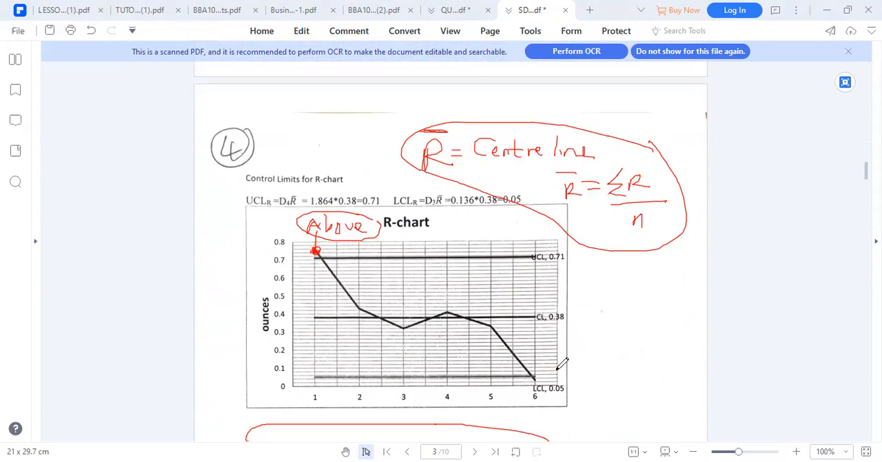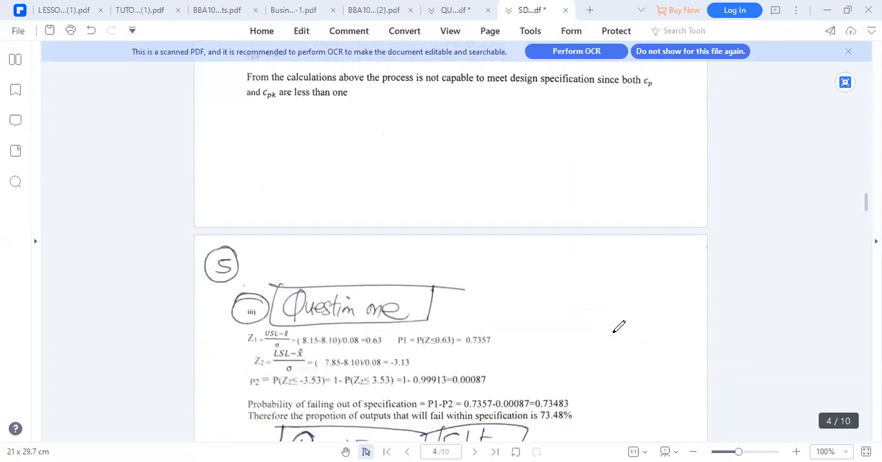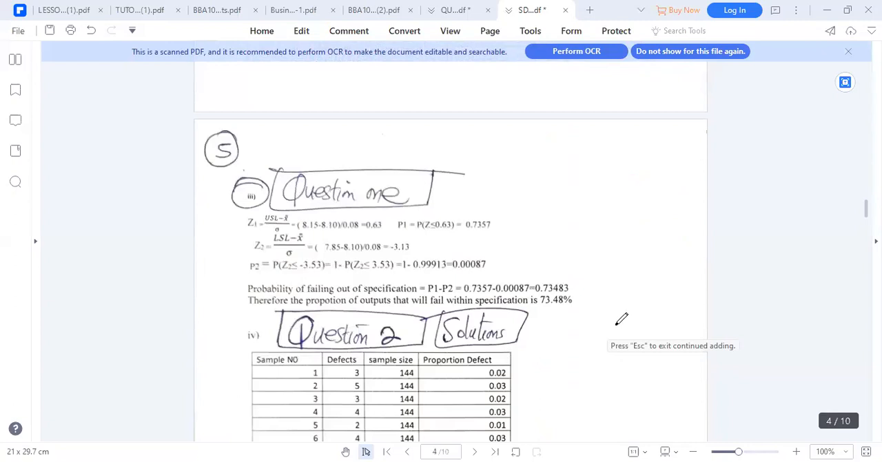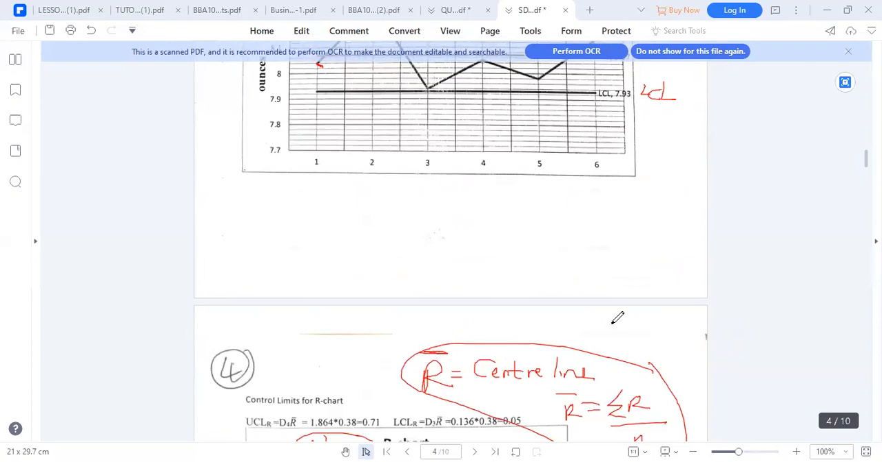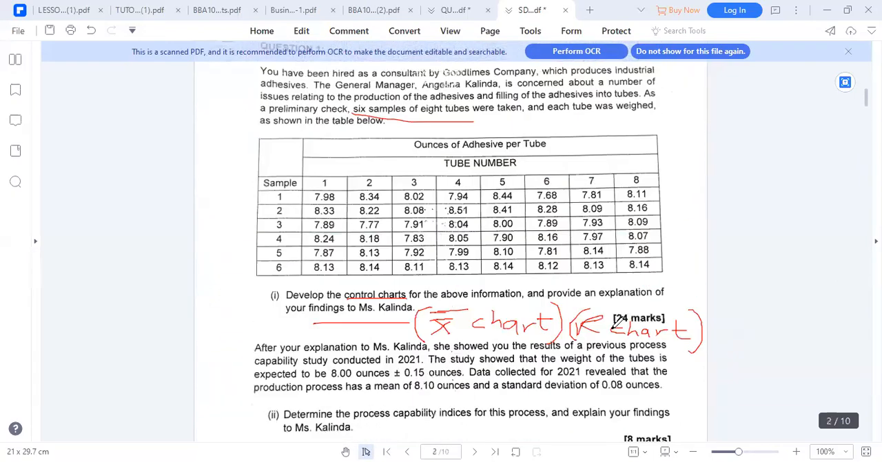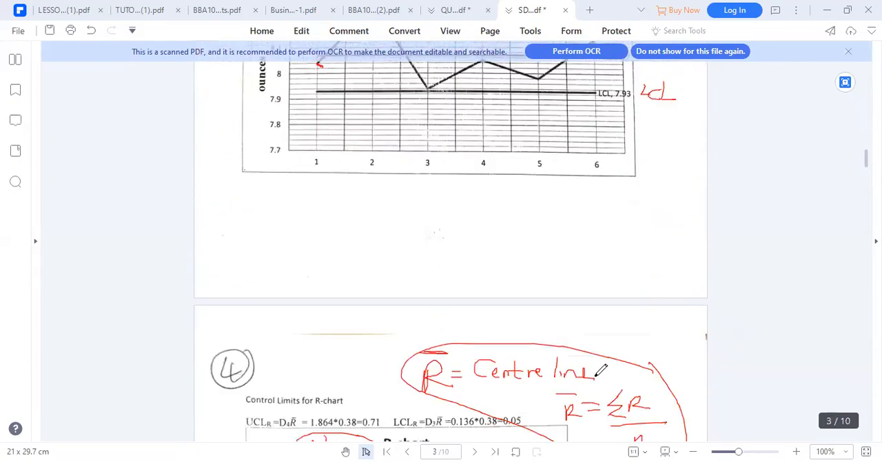So this is our control limit and upper control limit. This one is above, so the process is not in control. So for each of the control charts, this is about what goes on as we are looking at the process capabilities. Now, getting down to the other question, which is question number 2.